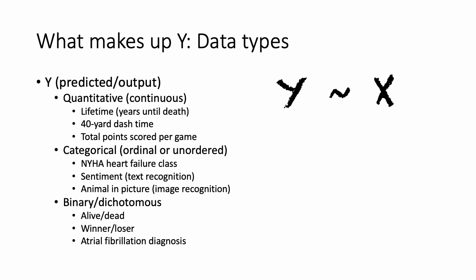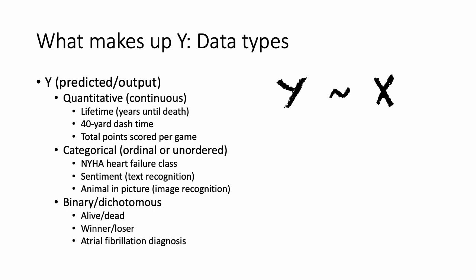Like the inputs, the outputs also have different data types. Again, thinking about both, quantitative things. Again, these are things we can measure, such as your lifetime in years, your 40-yard dash time, total points scored in a game. These can be categorical, again, as we saw, ordinal, such as the New York Heart Association class. These can be sentiments, such as if you're doing text recognition and saying whether someone's happy or sad. And is there an animal in a picture? Image recognition.